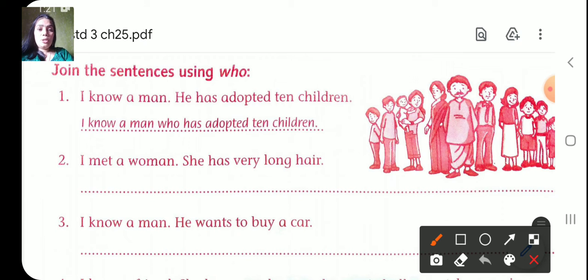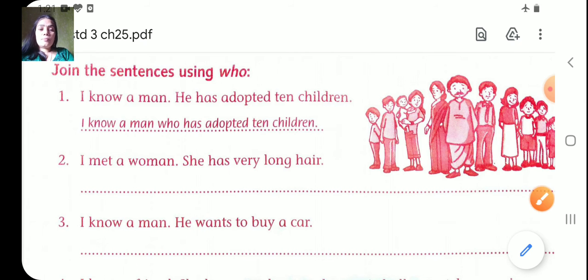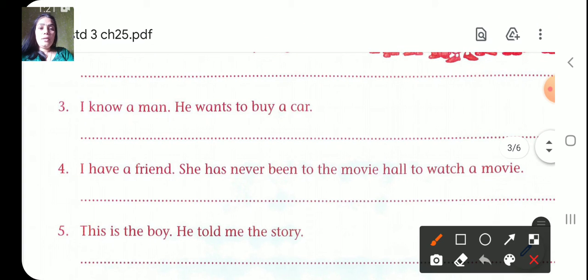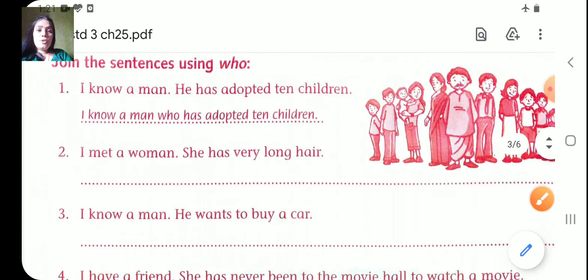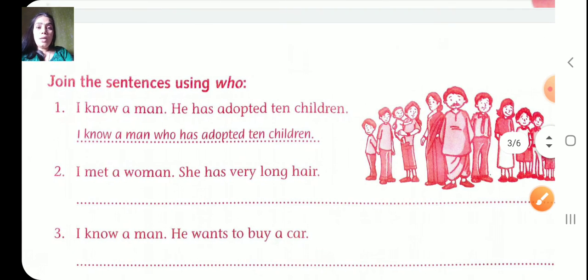So same way number two, I met a woman. She has very long hair. So who is she here? Woman. So you cut she. So everywhere you will cut this pronoun. So in all the questions you cut the pronoun and you will write the word who. Okay. So number two, I'll write and show you the answer.